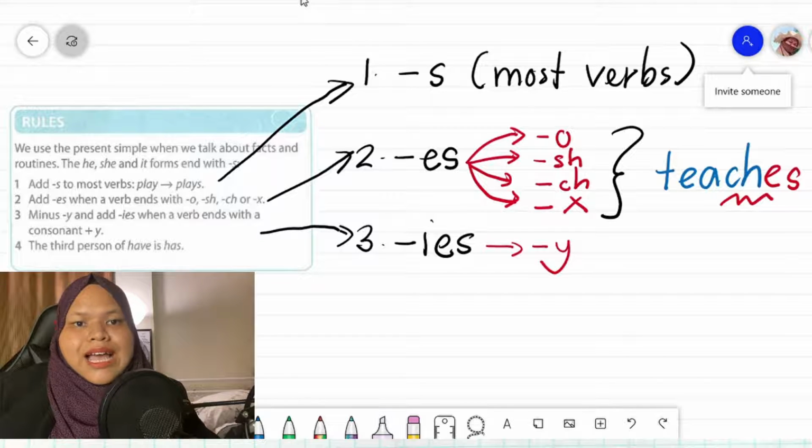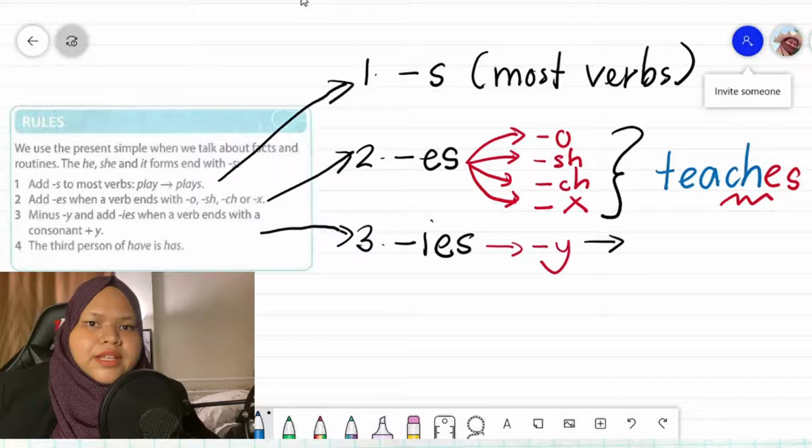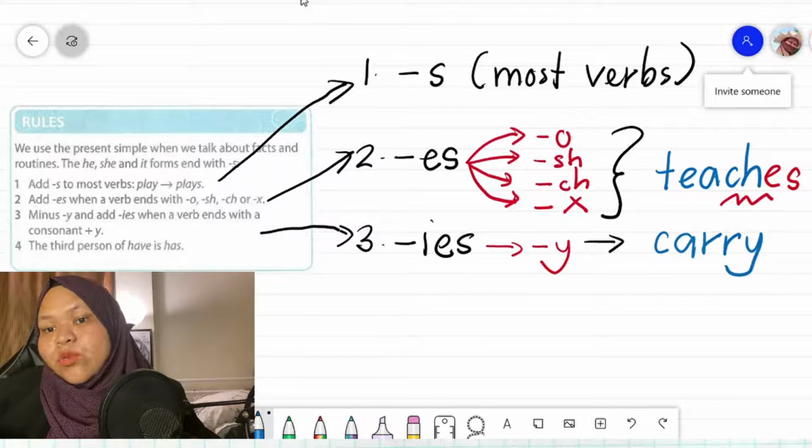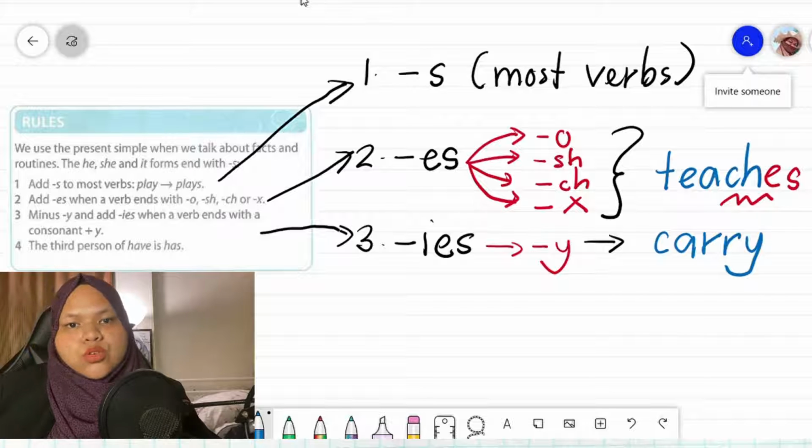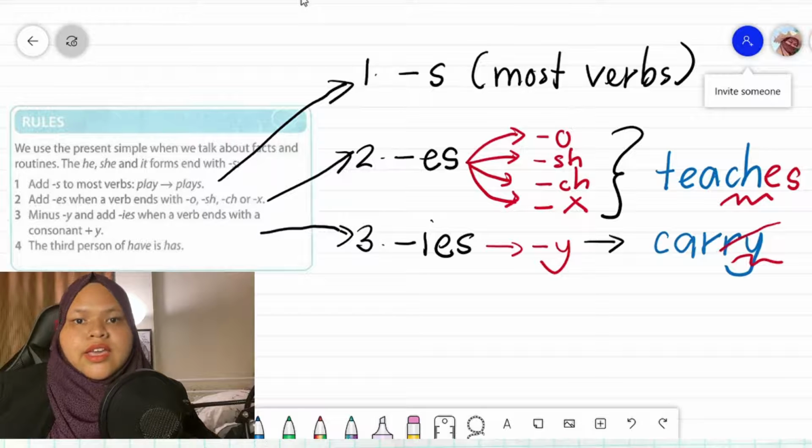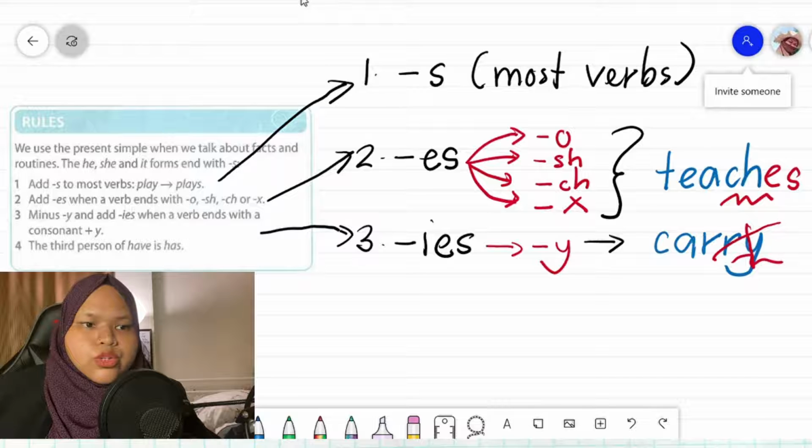Sebagai contoh, I give you one example. Okay, the verb carry as example. Carry, membawa. It ends with a consonant Y. Berakhir dengan huruf consonant Y here. So what you have to do is you have to minus, mesti potong Y. Okay, and then gantikan dia dengan IES. So your verb will be like this.